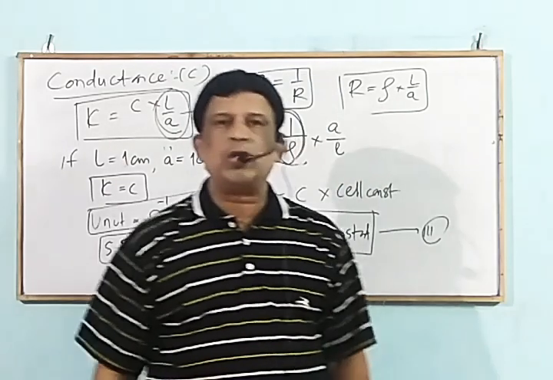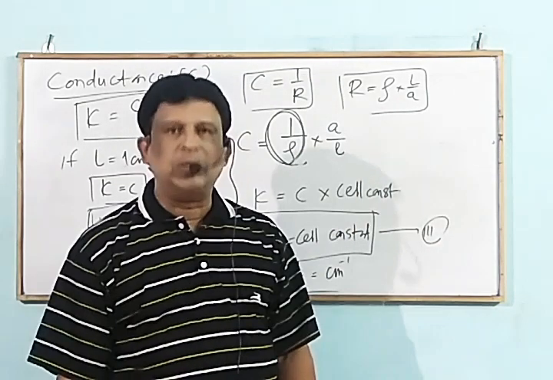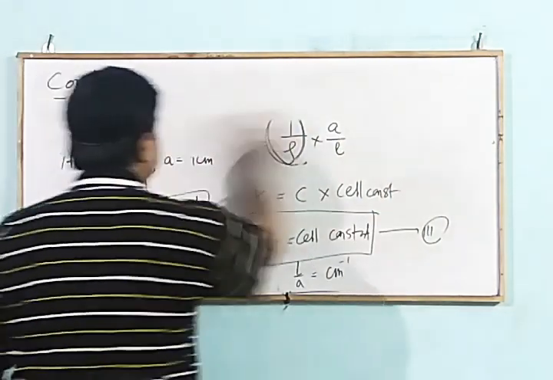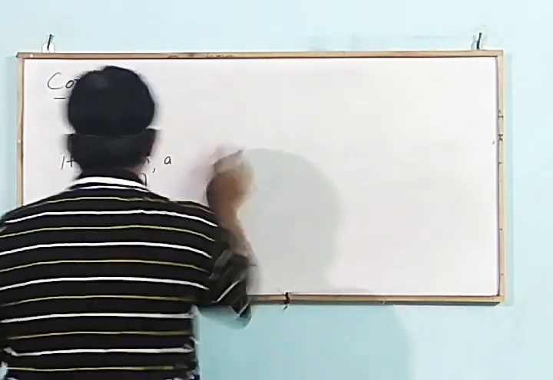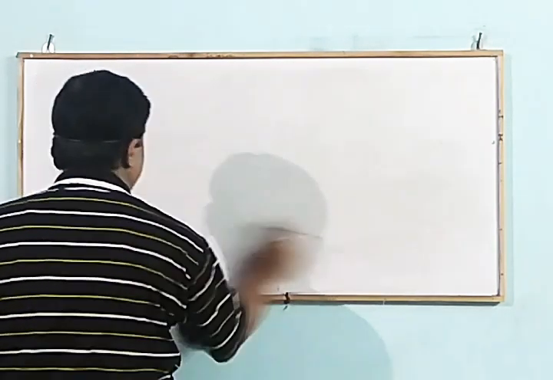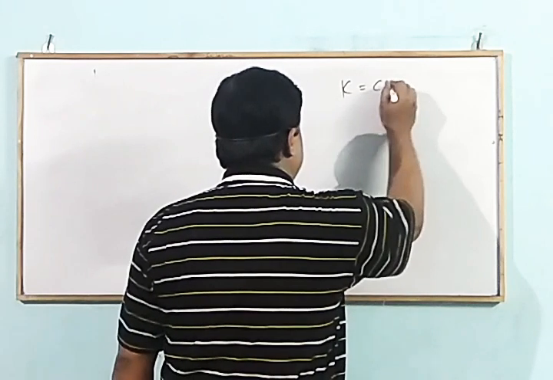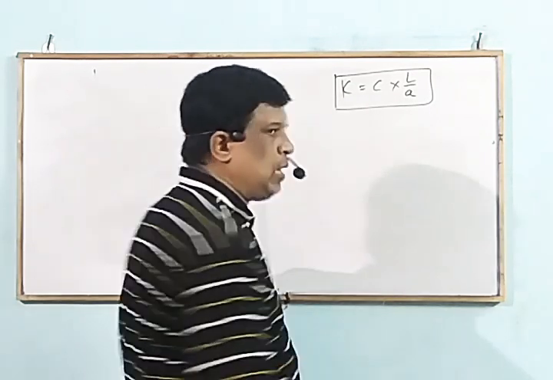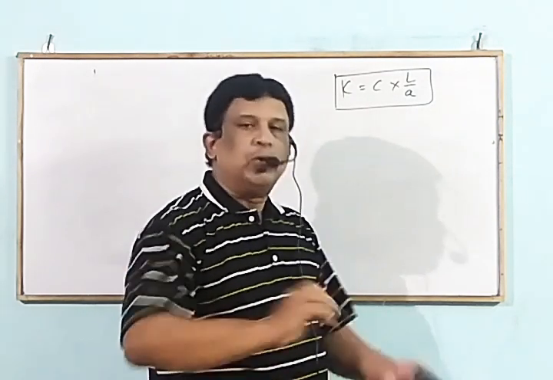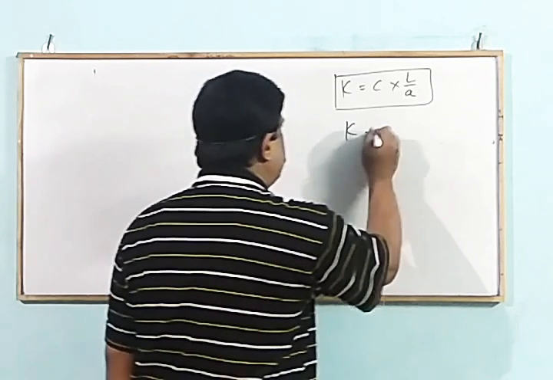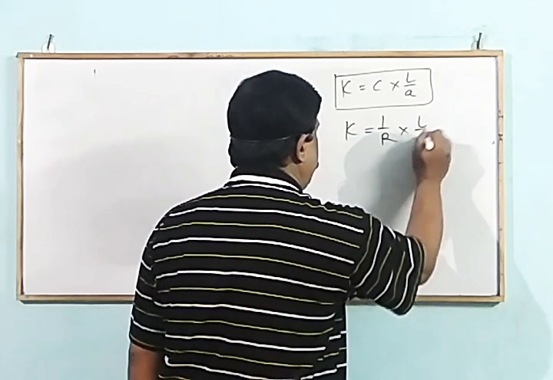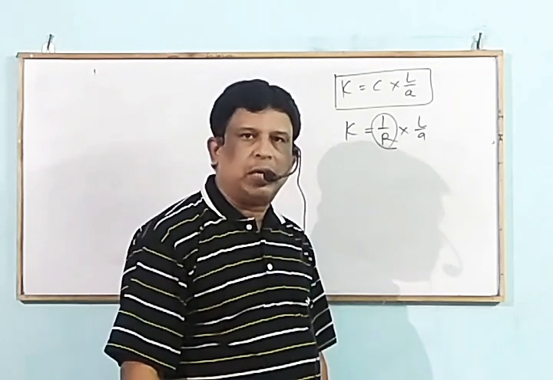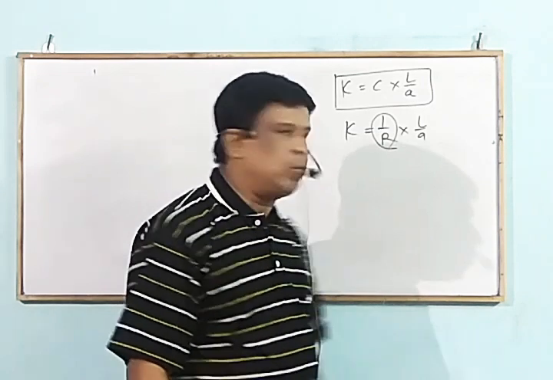Now we go through solving a problem, to see how this formula is utilized. The formula is kappa is equal to C into L by A, where C is conductance. We can rewrite this formula as kappa is equal to 1 by R into L by A, because resistance is the reciprocal of conductance. Mark that. What is the type of question?